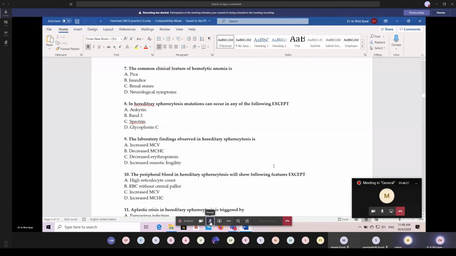Number 7. If you cannot answer, you can look from books later. Number 7. I will ask you easy questions only first. Number 7. Jaundice. Come on. Jaundice. Number 8, you can search later. Number 8 needs to be searched from books.